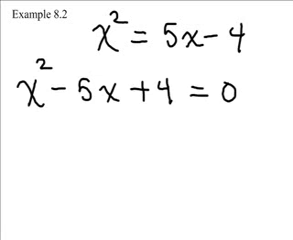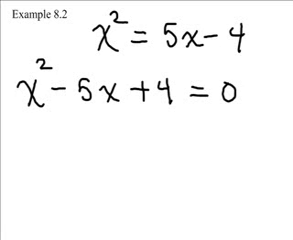Or you can just transpose those terms over to the left-hand side, recalling that if you transpose or move a term to the other side of an equation, it changes sign. So when I move the 5x over to the left-hand side, it becomes negative 5x. When I move the negative 4 over to the left-hand side, it becomes a positive 4.